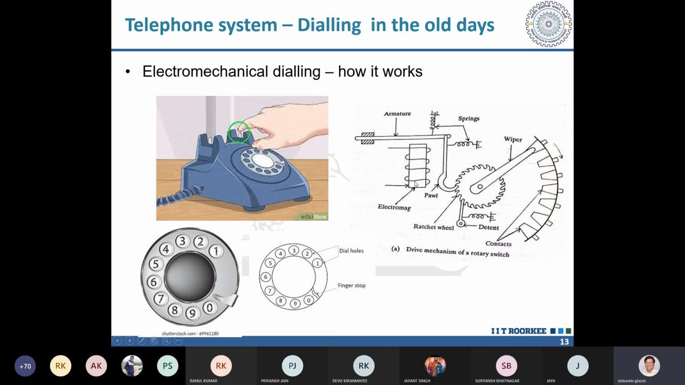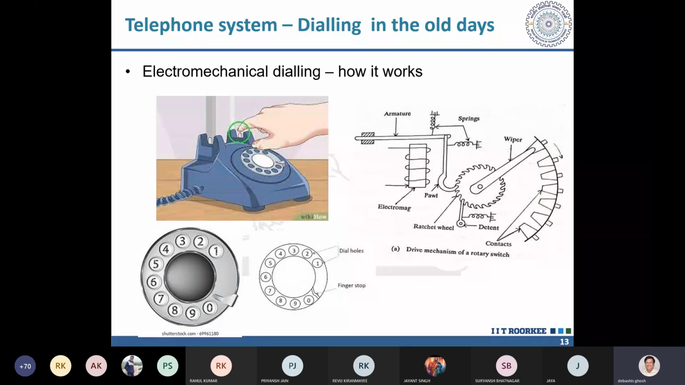Now whenever the first pulse comes, this armature will be pulled down, the pawl will be pulled down, and hence the contact between the pawl and the ratchet wheel will be disconnected. The pawl moves slightly and gets disconnected from the ratchet wheel. So because of the spring, the ratchet wheel will start moving in the anti-clockwise direction. But the pulse width is such that it can rotate only for a certain time, till the wiper moves from one contact to the next contact. By the time it does, the pulse stops, the armature goes back, and the pawl comes back to its position and holds the ratchet wheel from moving any further.